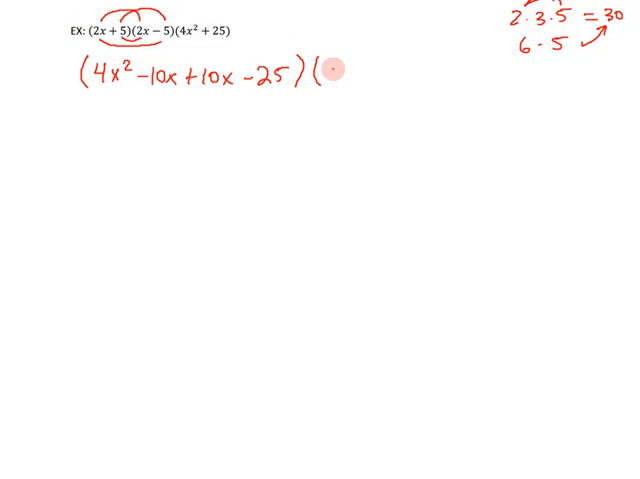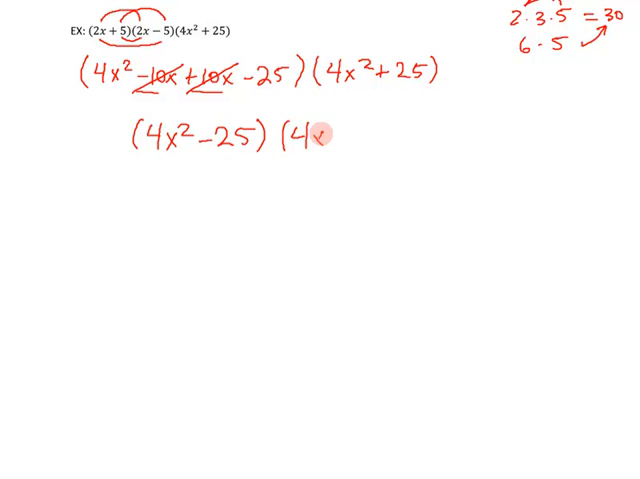Okay, I haven't done anything with the last one, so I'm just going to leave it there attached to the end by multiplication. So it's just multiplied on. Let's simplify inside these parentheses before we multiply again, because I can combine those. In fact, they cancel out, minus 10x plus 10x. And I'm left with 4x squared minus 25 times 4x squared plus 25.